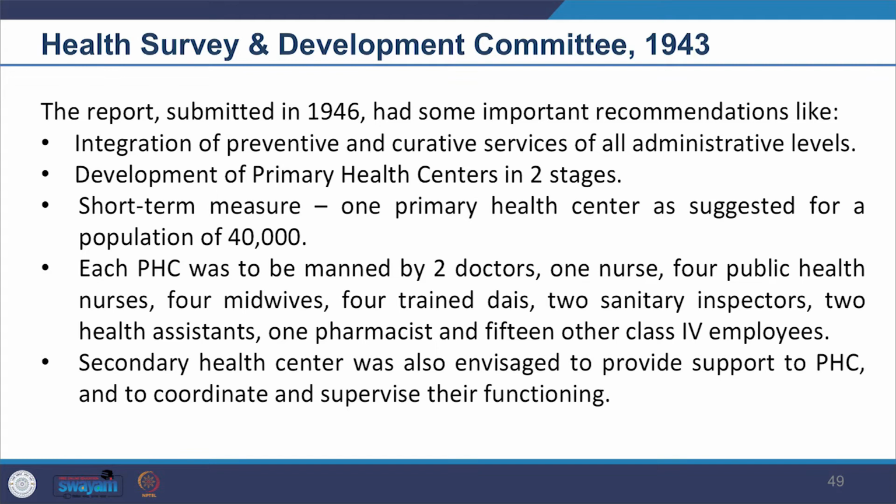The report which they submitted in 1946 had some important recommendations. The recommendations included integration of preventive and curative services at all administrative levels. Further, they recommended development of primary health centers in 2 stages. One was short-term measures, which included primary health centers for a population of 40,000 or so, and each primary health center was to be manned by 2 doctors and so on. Further, they suggested secondary health centers.